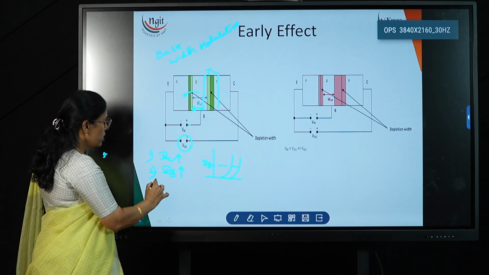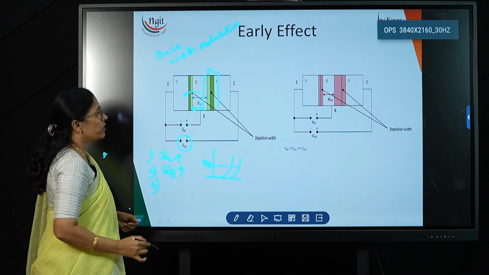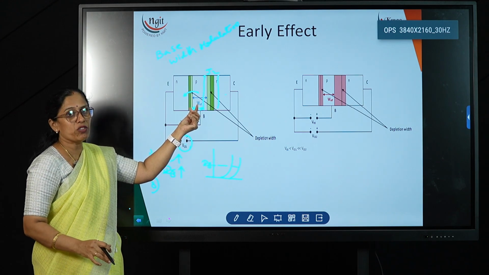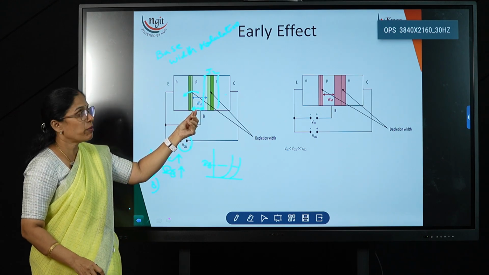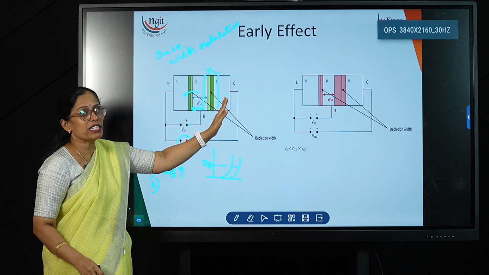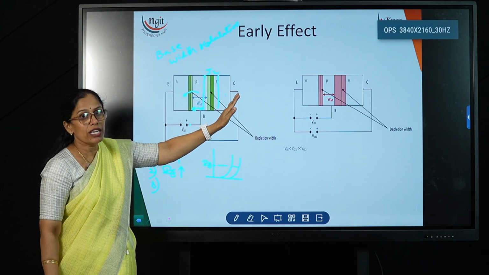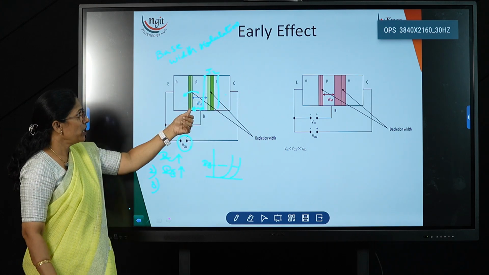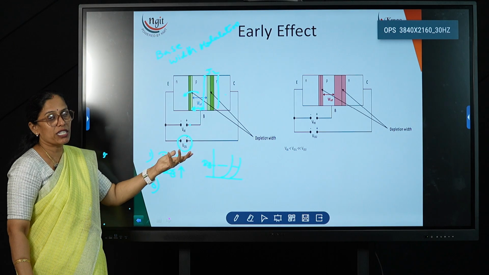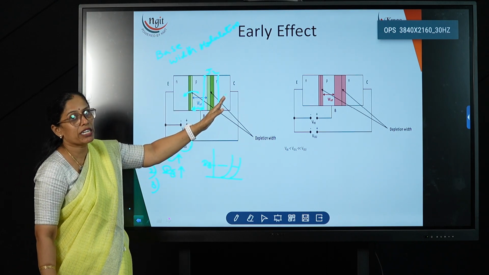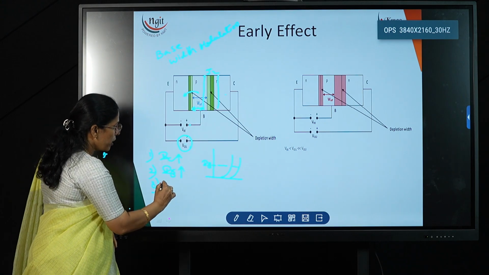And the third one is, if we further increase the reverse bias output voltage, then at one point the complete base width becomes 0, thereby breakdown takes place in the transistor. Meaning the total emitter current will flow through the collector without any recombination in the base. Now the base has disappeared, so all the emitter charge carriers will move into the collector. That is called punch through.